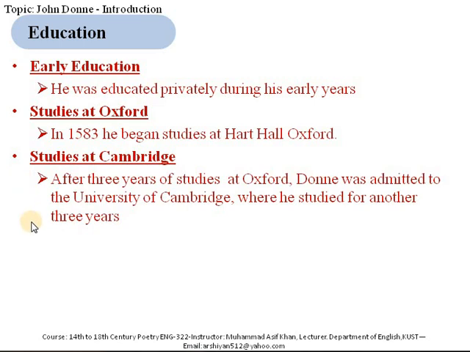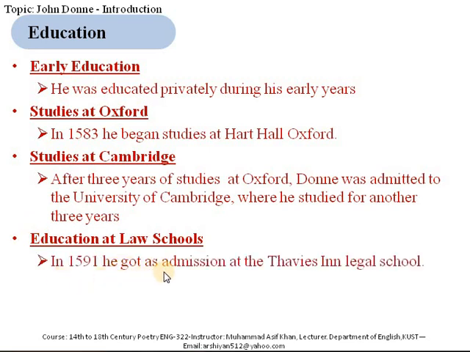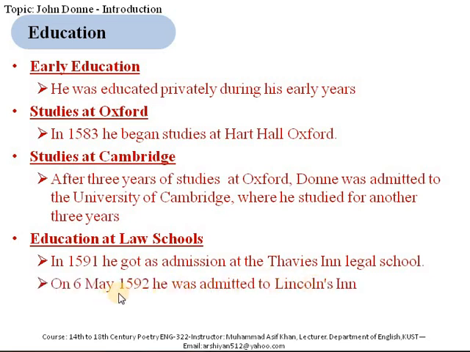After that, in 1591 he was accepted as a student at the Thavies Inn Legal School, one of the renowned law schools in London. And he also studied at Lincoln's Inn School of Law. He got admission there in 1592. So this is the educational career. He studied in Oxford, also at Cambridge, and he also got a law education. But unfortunately, he didn't complete these degrees because of his Catholic background.